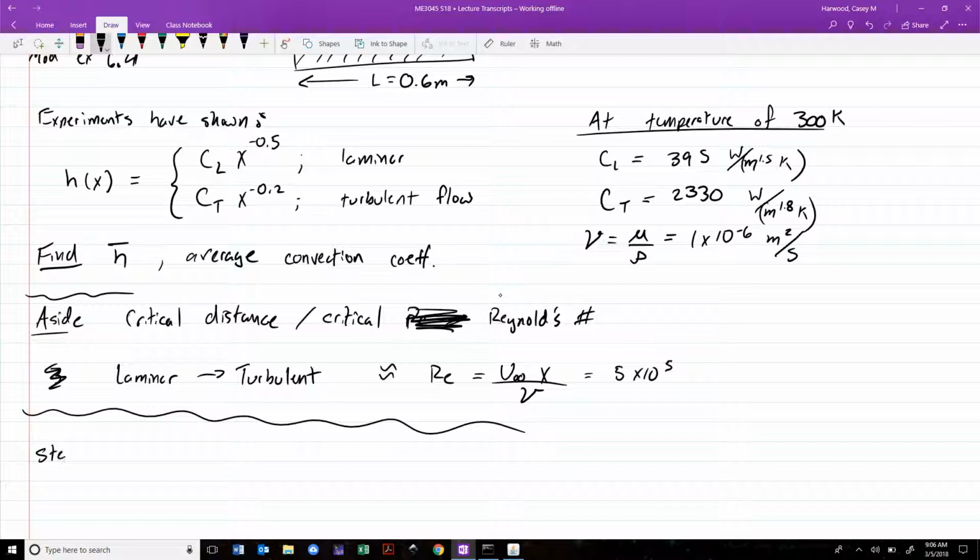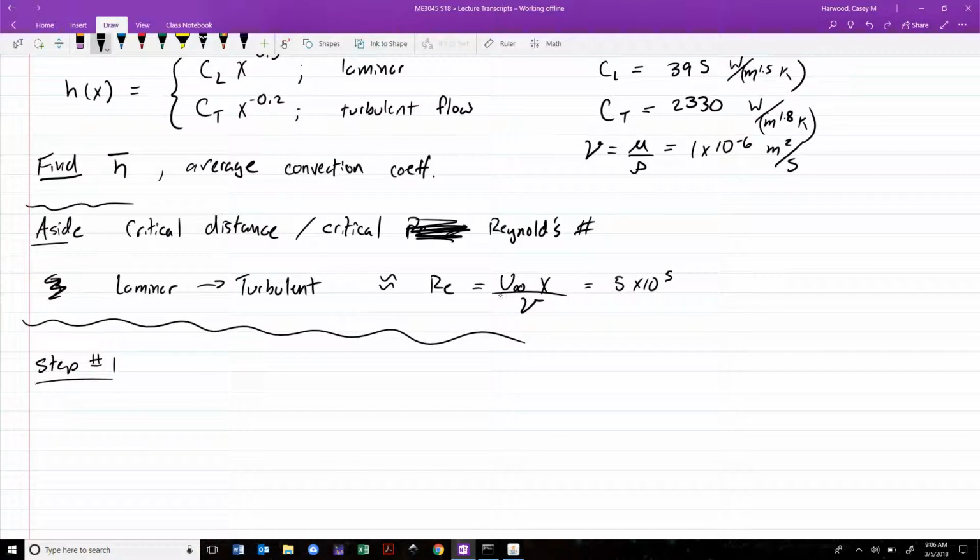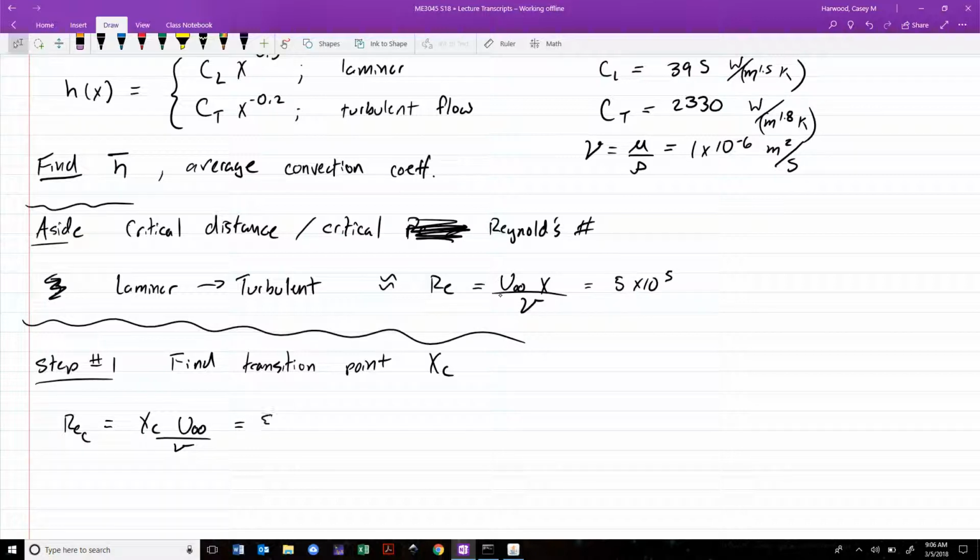So step 1 in the solution here is going to be find the transition point x sub c, called xc or x critical. So we're looking for Reynolds number c equals xc u infinity over nu equals 5 times 10 to the 5th.